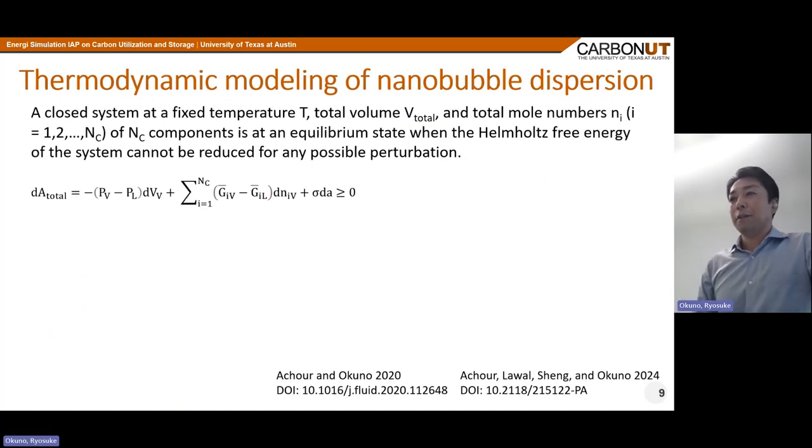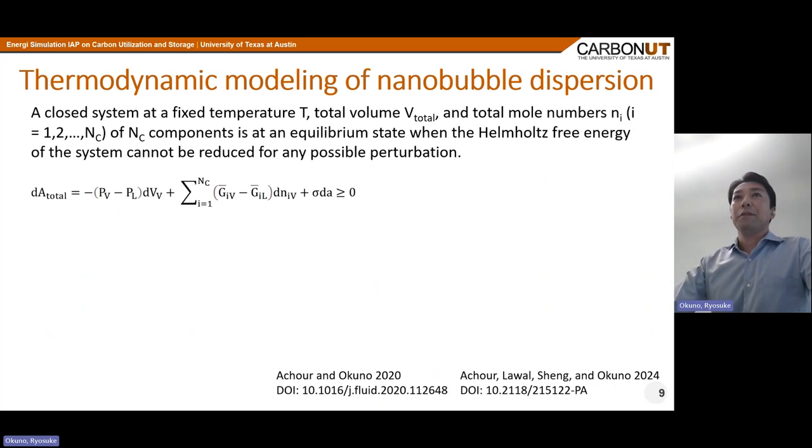And then the gas content measurement is very fundamental to understand the nanobubble dispersions under high pressure. Using a thermodynamic framework along with the experimental data of gas content, we can obtain very useful information about the nanobubble dispersion. So let me briefly go through the thermodynamics of high pressure nanobubble dispersion.